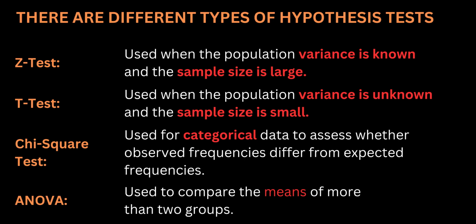There are different types of hypothesis tests. Number one is the z-test. It is used when the population variance is known and sample size is large. T-test is used when the population variance is unknown and sample size is relatively small. Chi-square test. It is used for categorical data to assess whether observed frequencies differ from the expected frequencies. ANOVA. It is used to compare the means of two or more groups.